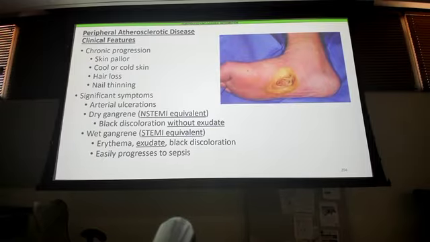So what else can you find on your physical exam in your patients with this disease? You may start to see some chronic changes like skin changes, hair loss, nail thinning because it's just not getting the oxygenation and nutrients that it needs. You may start to get ulcerations developing because of that reduced blood flow. But then you can get dry gangrene, which is that black discoloration without the exudates, and you can get wet gangrene, where you get exudates in addition to that black discoloration.